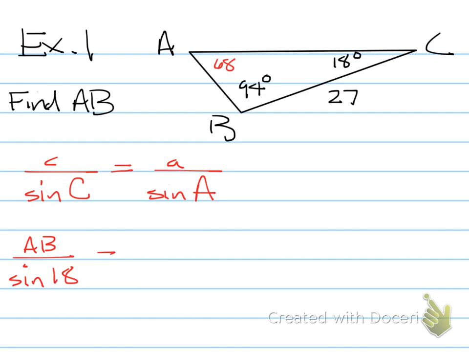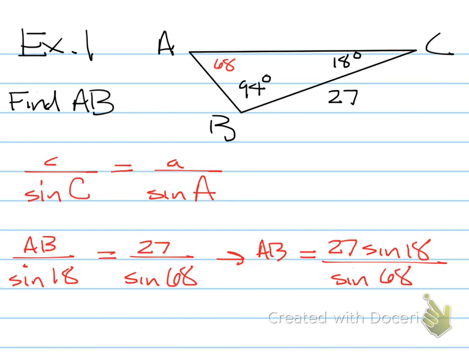And then when we set up our proportion and solve for AB, we're going to multiply AB by sine of 68, and then 27 by sine of 18. Or we could just multiply both sides by sine of 18 to isolate the segment AB. And then once we plug that all into the calculator, we should get 9.0 rounded to the tenths place.